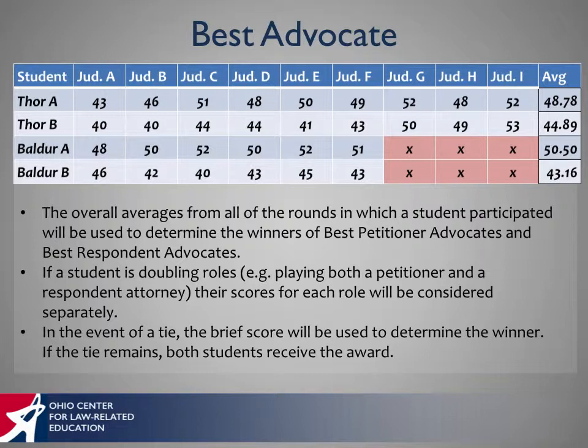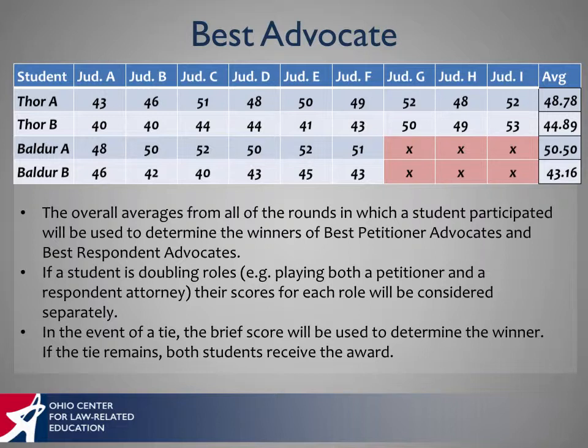Individual students are eligible for Best Advocate Awards. Students are eligible for awards regardless of the stage at which their team was eliminated. The winners of the Best Advocate Awards are determined by averaging together all of the individual scores they earned from all of the ballots during the argument rounds in which they participated.